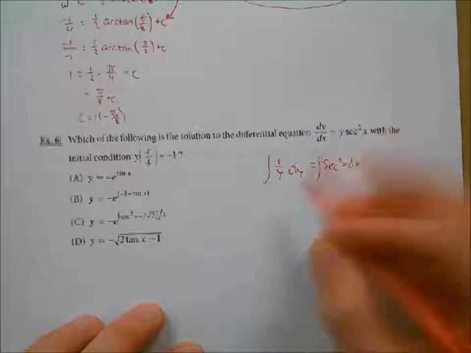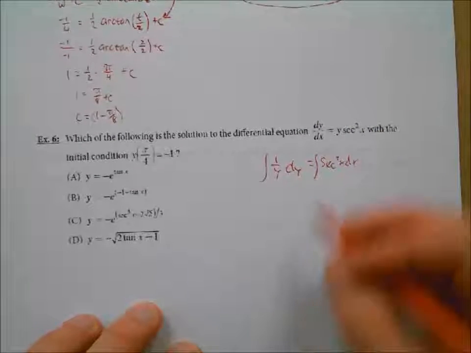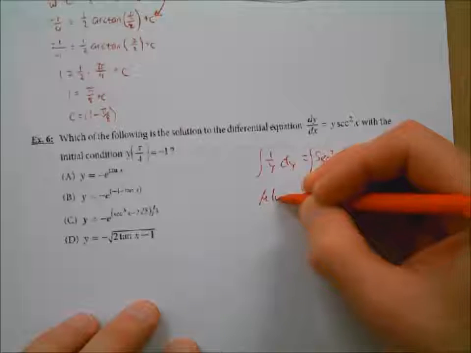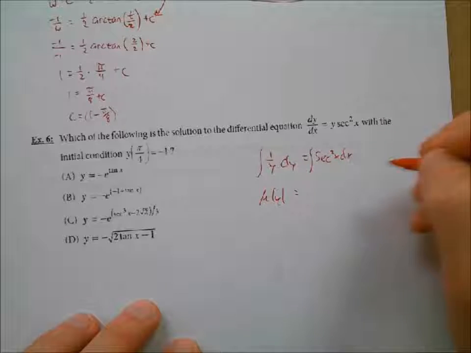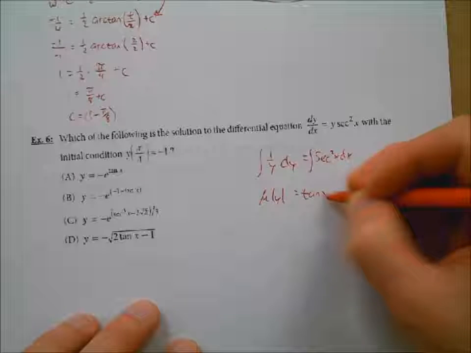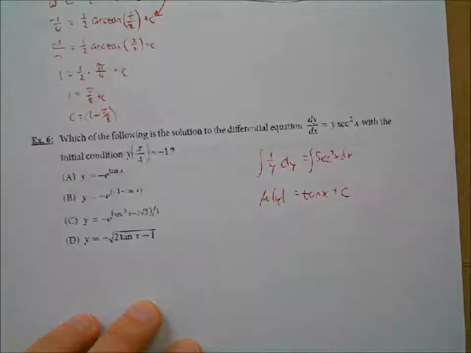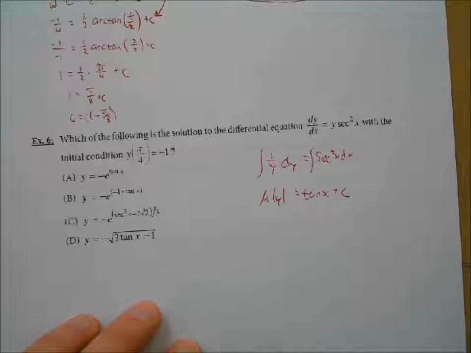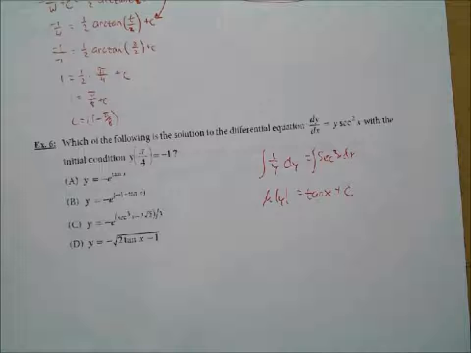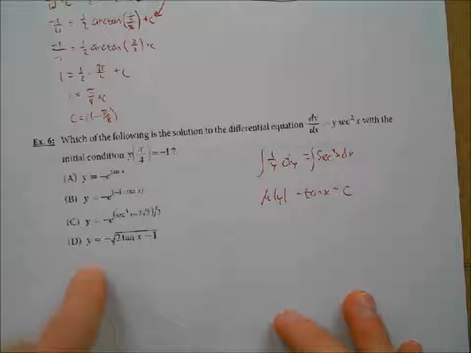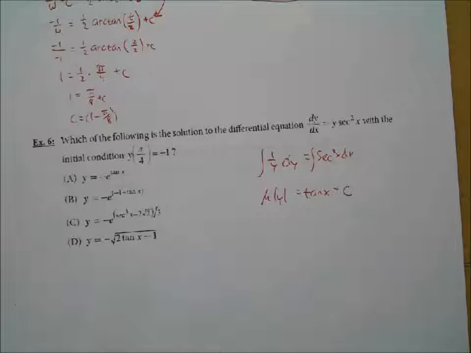Integrate. What is the integral of 1 over y with respect to y? Natural log absolute value of y. And that's equal to, what's the integral of secant squared? Tangent of x. And I'm going to put the plus c right in here, so we're integrating at the same time. Now we can use our information here, or we can solve for y first, because you can see all these are solved for y. So solve for y or solve for c?